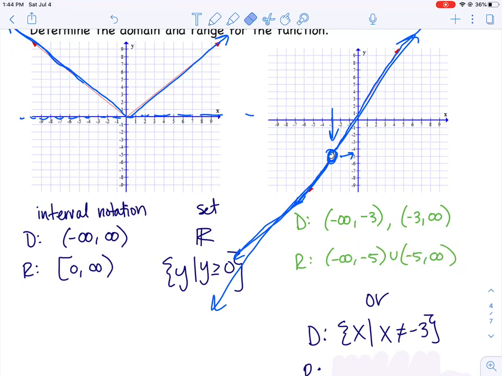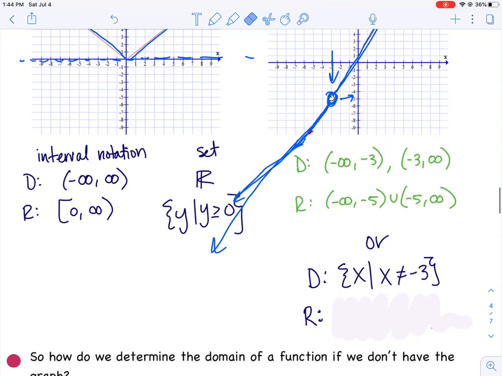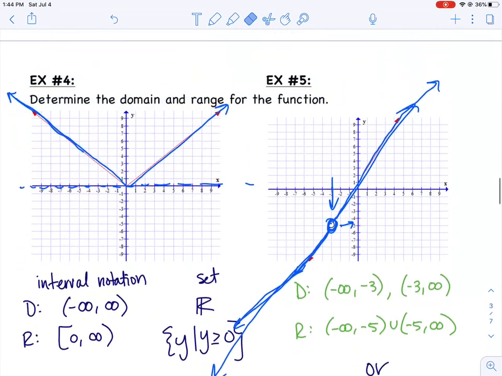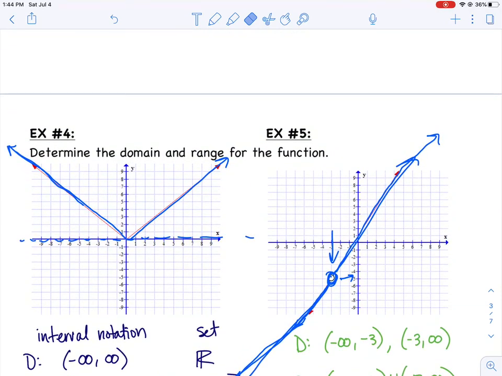So my range would be -infinity to -5, and then from -5 to infinity. They might want you to use the union. They might want you to use a comma. Some have you even use an and sign. Any one would work. All right, if I was doing set builder notation, then maybe I would say the set of all y's such that y just isn't equal to -5. It can be anything else, just not -5. All right, make sure you practice looking at all different types of graphs and being able to write the two different notations for domain and range.